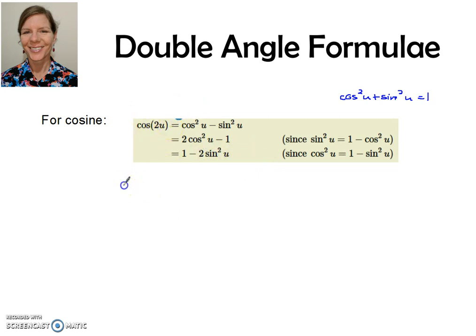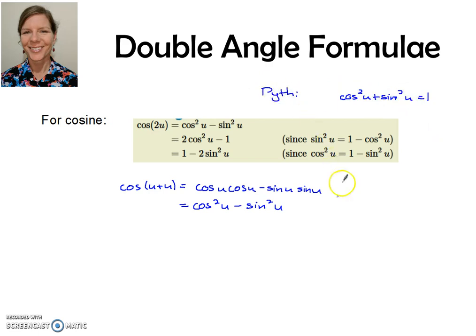So again, we're using our double angle formula, so we're saying cos of u plus u. Okay, and if we do that, we get cos u cos u minus sine u sine u, which is our cos squared u minus sine squared u. Not to be mixed up with cos squared u plus sine squared u, which is different. That's Pythagoras.